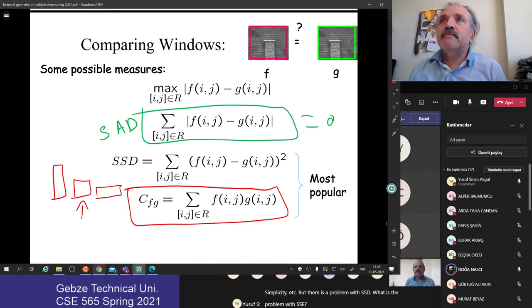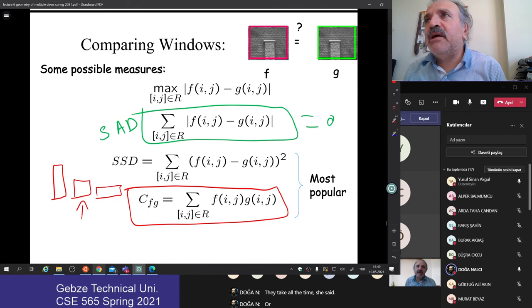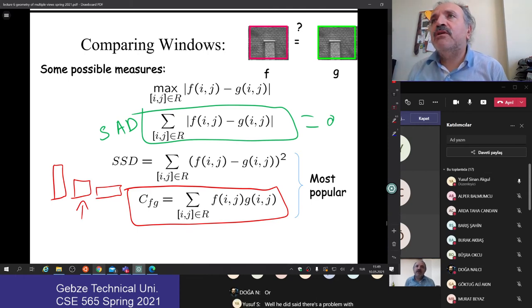We are looking for the pixel values of each coordinate. So maybe this is one thing, if it is a repeated thing, or well, that's a problem with these kind of local operators, actually.